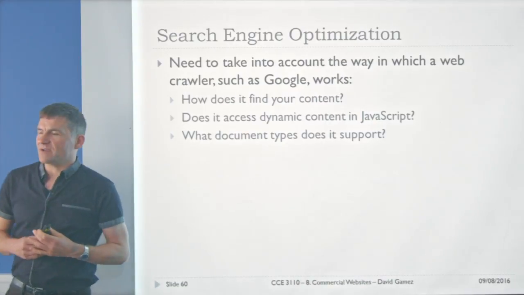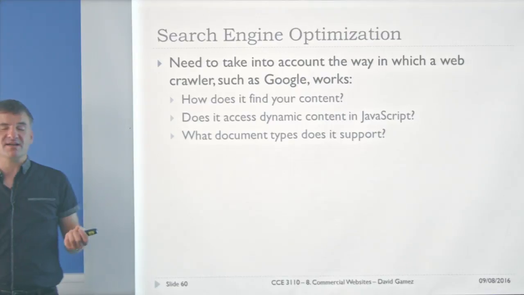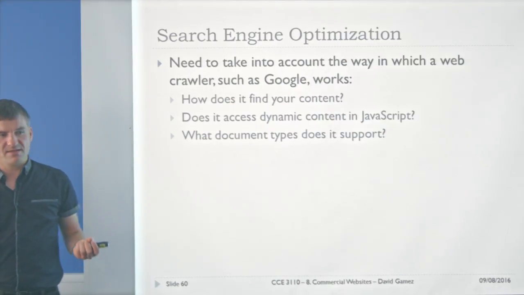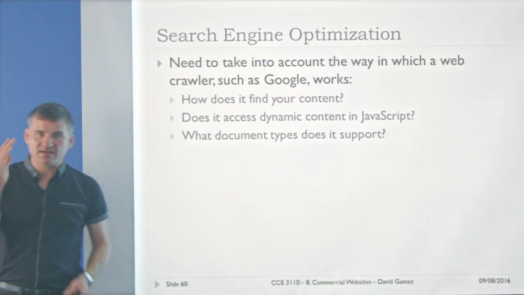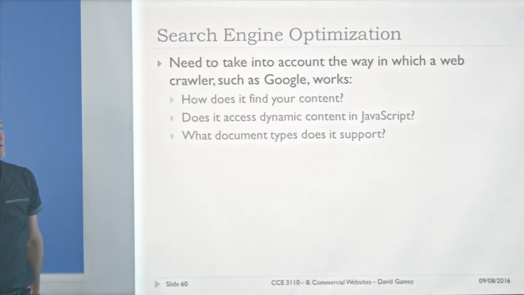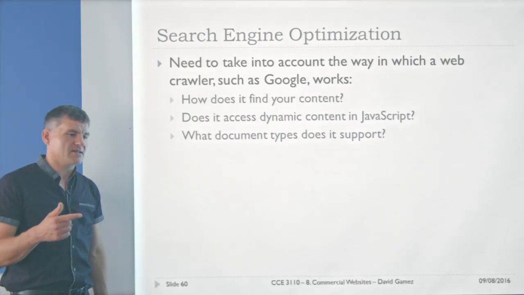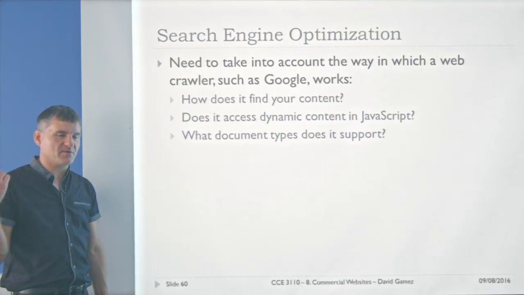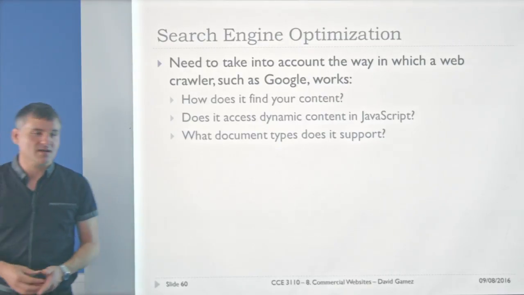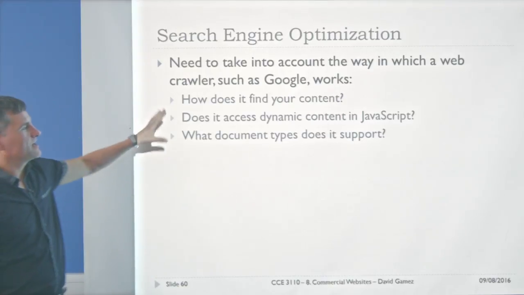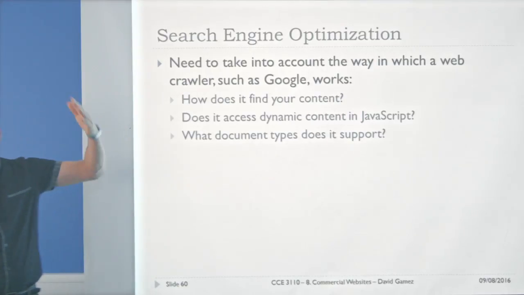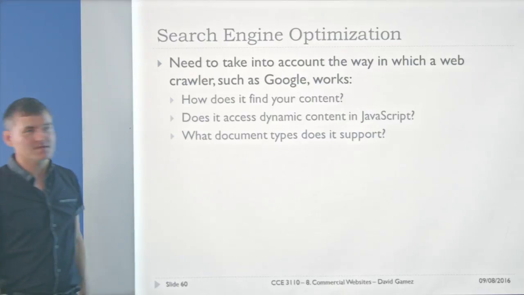So if I had a cabbage website that was all in images, then Google wouldn't be able to understand it, and it would be completely useless from a web crawler point of view. On my website, I've got quite a lot of content in JavaScript that has to be executed by the browser, and that's not indexed in Google either. So you need to take into account how the web crawler works if you want to get high rankings or appear in the searches that people type into Google.